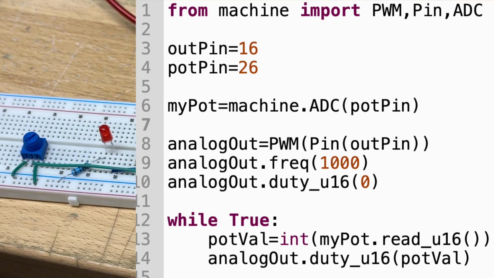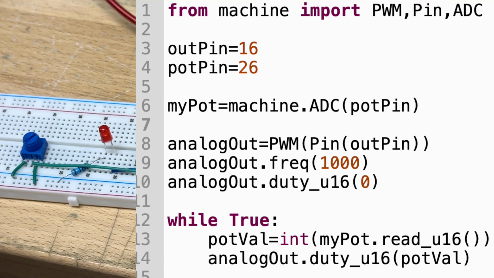And then outPin and potPin we set to 16 and 26 like we just talked about. We are going to declare myPot as a machine.ADC object. And then analogOut is going to be the name of this LED right here. It's going to be a PWM object at outPin, just like myPot was on potPin. analogOut frequency 1000. analogOut duty, the duty cycle we're setting to 0 on line 10. That's just turning the LED all the way off for starters.